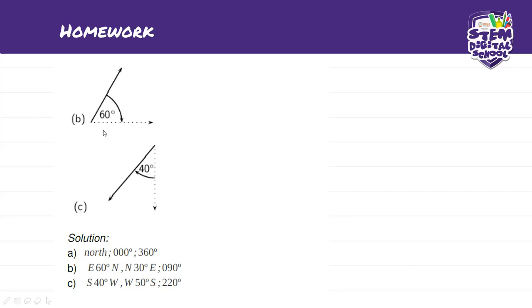Okay, so let's check this last one. You see this last one, this one is our south, and this is our west. So it's going to be 40 degrees south of west. Okay, so this would be 40 degrees south of west. I know, guys, this can be really tricky to understand, but you need to practice it more. Or you can say 50 degrees west south.